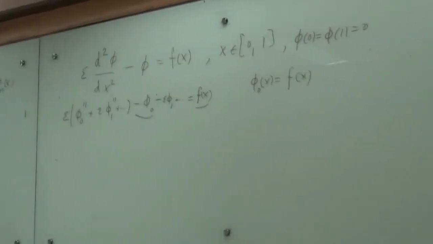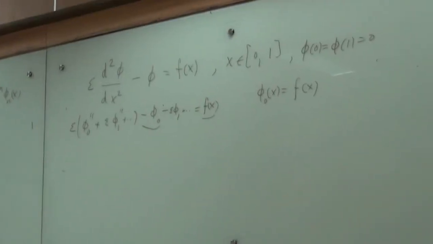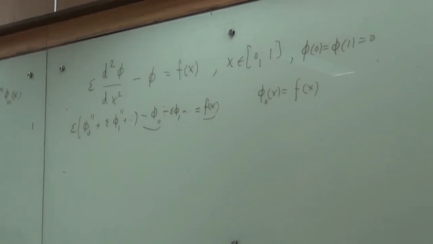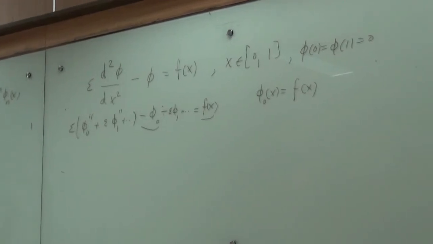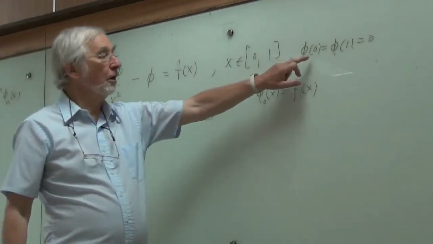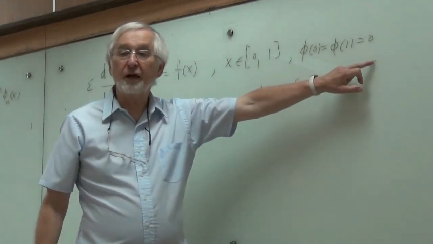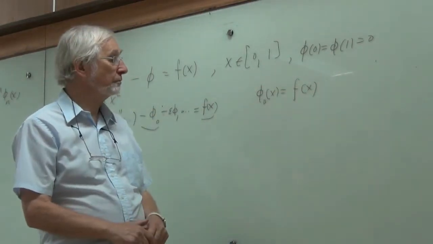Now I'm already in trouble, in more serious trouble than before, because it's a nice function, f(x). I have to require a little bit more. If this is the solution, it should be at least twice differentiable. Okay, so that's sure. But whatever the differentiability, it will only by accident satisfy the boundary conditions.